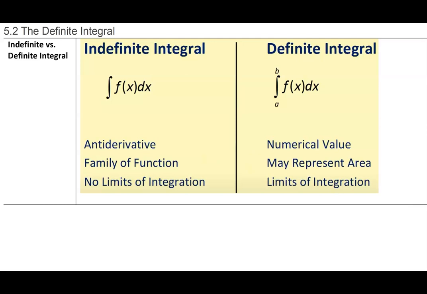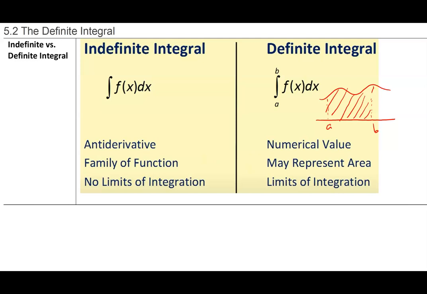Now the definite integral is the integral of f of x dx, but it's over the interval a to b. So it's between two different x values. Now, what does that represent? Let's say that this is function f of x, and this is a, this is b, which are the limits of integration. Then the integral of f of x dx between a and b represents the area under the curve between a and b. That's what the integral represents.